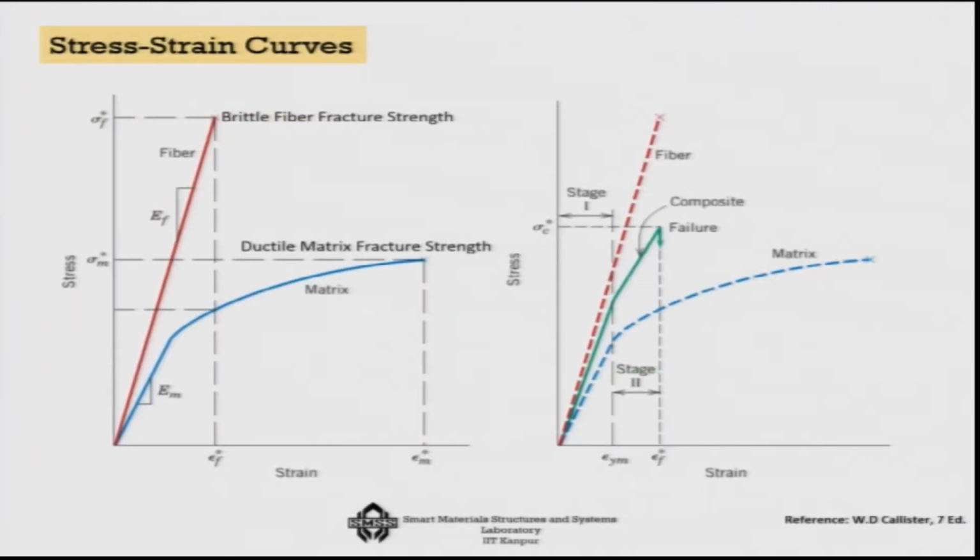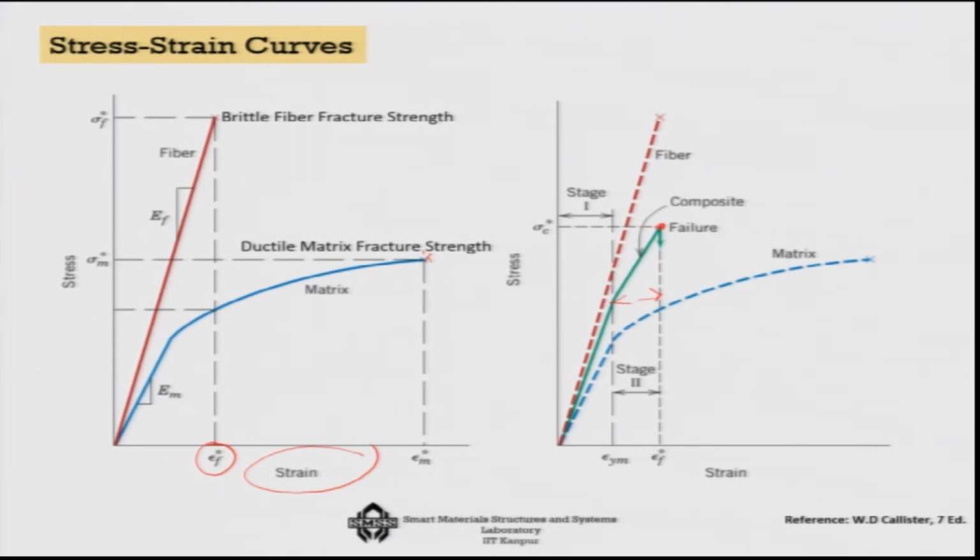Now, we just very briefly look at the stress strain curves. The matrix being ductile, as you can see, takes a large amount of strain before it actually fails, and the fibers being brittle, you can see that they take only epsilon f star, much less strain, for failure. So, naturally we expect the composite to be somewhere in between, as you can see that it shows some amount of plastic strain before it goes to failure.